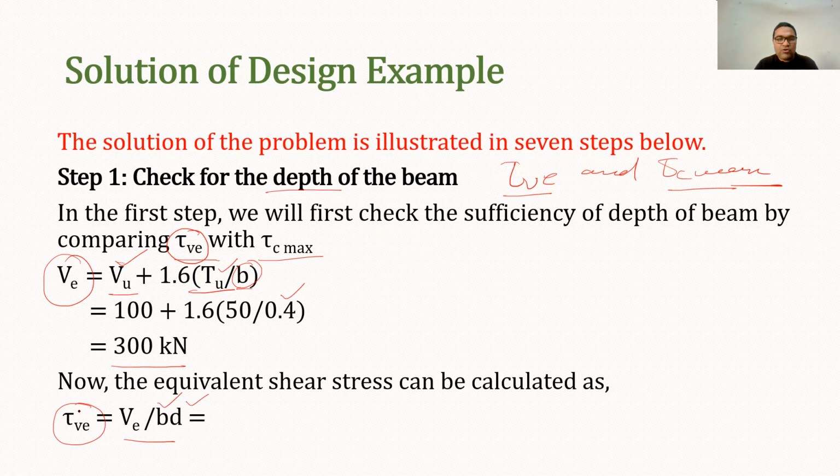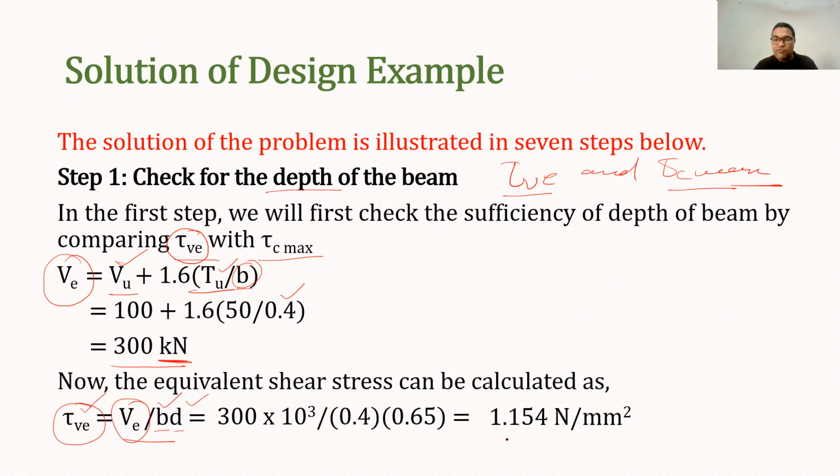So whenever we are required to find out stresses, we will have our values in Newton and mm. So VE is the shear force. So the unit of shear force is in kilonewton. So we have to convert this into Newton. Similarly, B and D will be put in terms of mm. So putting all the values here, we calculate the tau VE as 1.154 Newton per mm square. So now we have found the action of load as a stress.